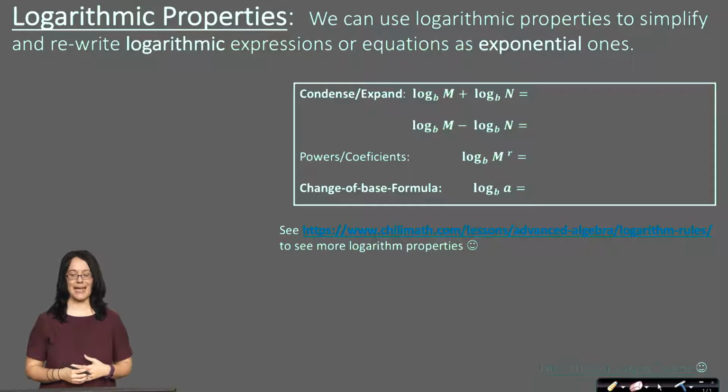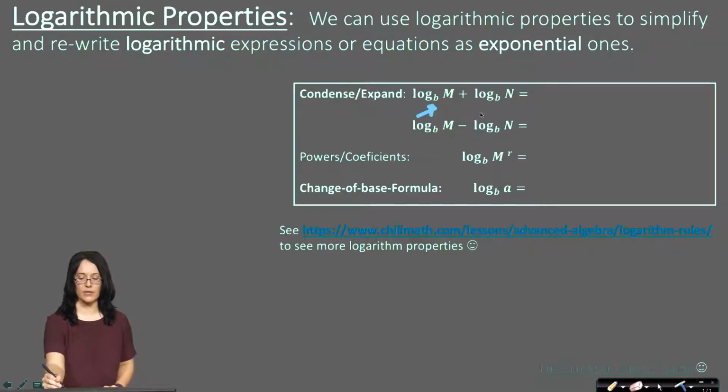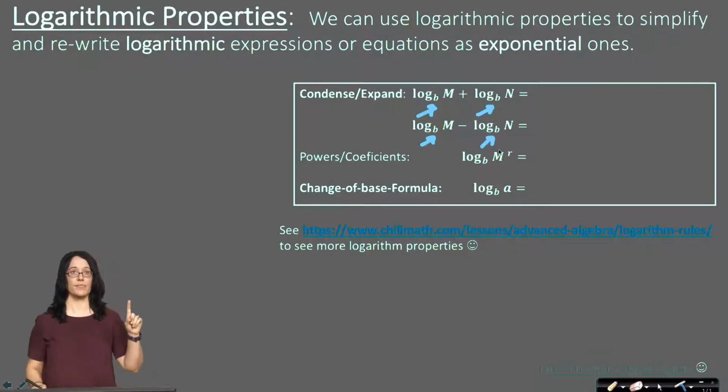The first property has to do with what we call condensing or expanding. So first thing to notice, if I choose to condense two logarithms, there are a couple of criteria we have to have first. The first criteria is the logarithms have to have the same exact base. So that's criteria number one.